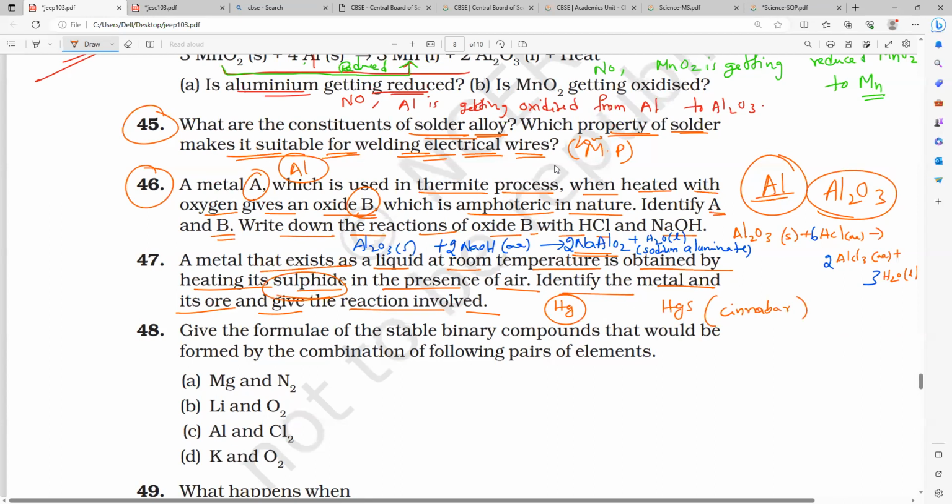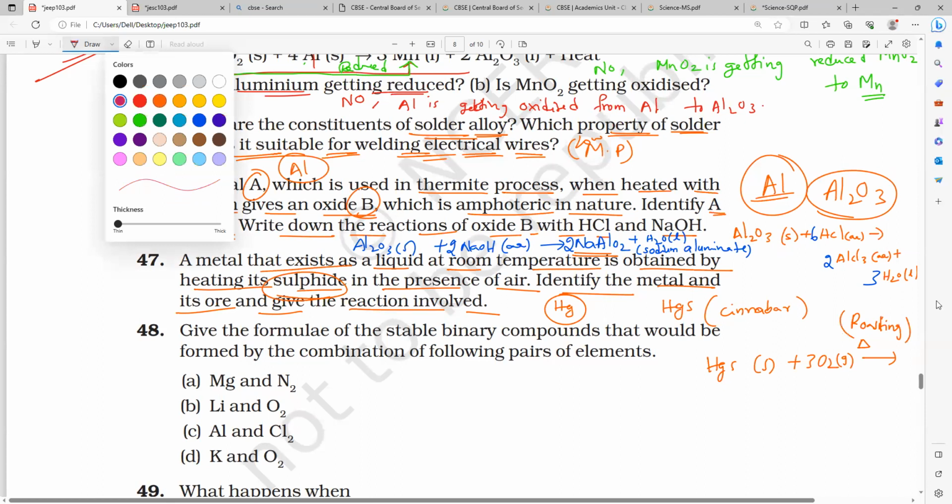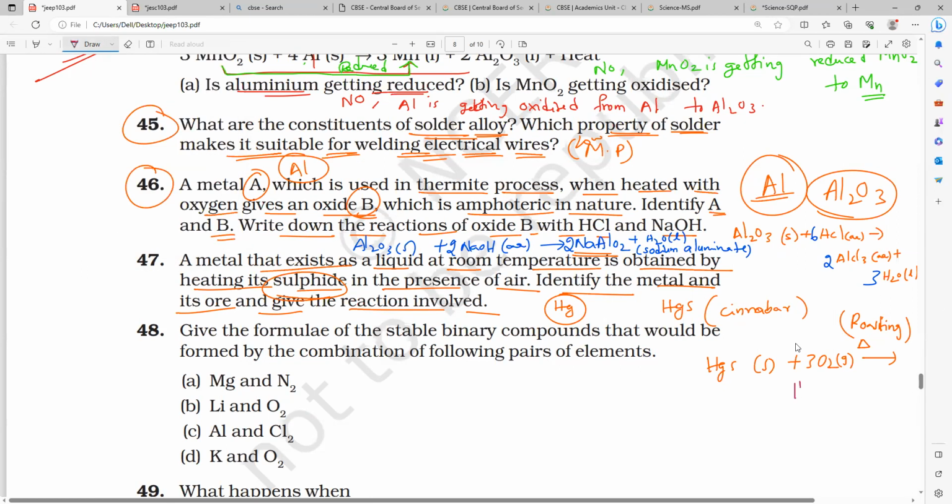Write it now. We have to write the equation. First, HgS, the sulfide ore. We have to go with which process? Roasting or calcination? Roasting. Roasting means excess oxygen or limited oxygen? Excess oxygen. So it will produce HgO plus SO2 gas. Check your notebooks.